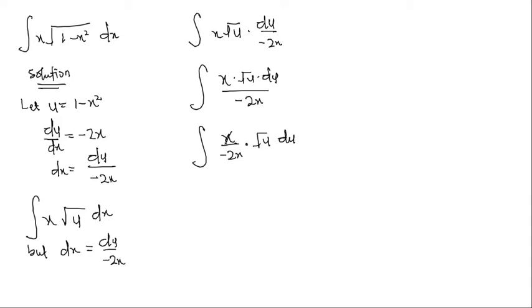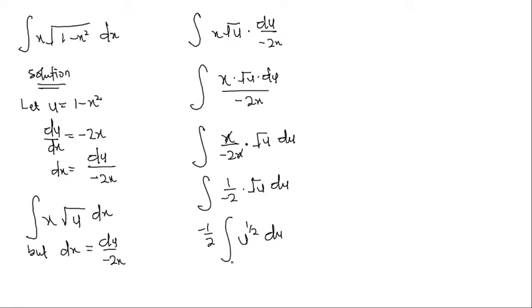From here I can see that the x will cancel this. I'm left with 1 over negative 2, and that becomes a constant. So I have the integral of 1 over negative 2 multiplied by the root of u du. Because this is a constant, let me bring it outside so that I just integrate what I have. So I have negative 1 over 2, the integral of u raised to the power half. The root of any number or value is the value raised to the power half, then du.